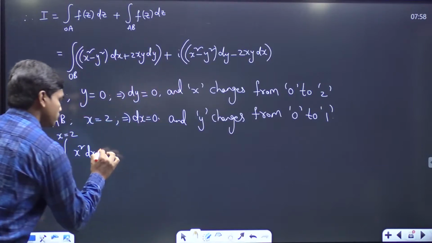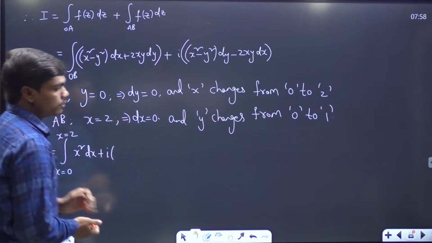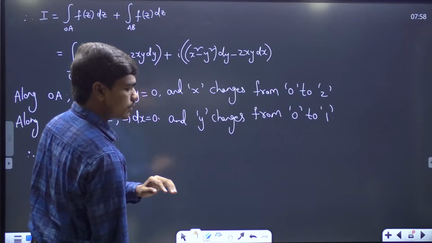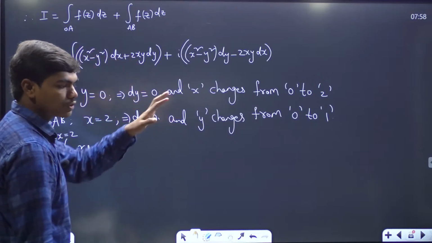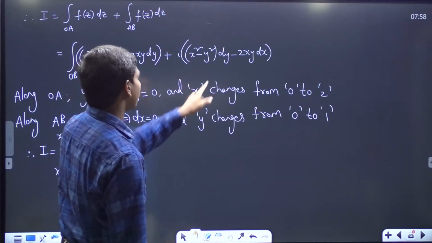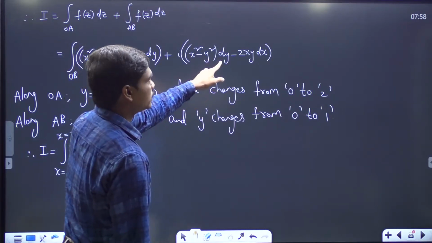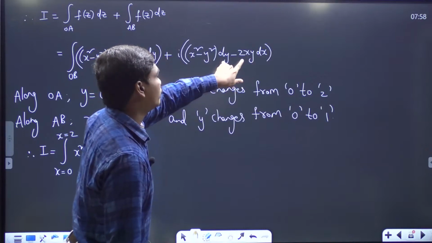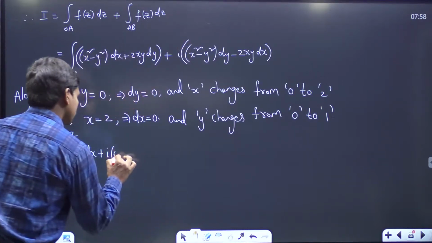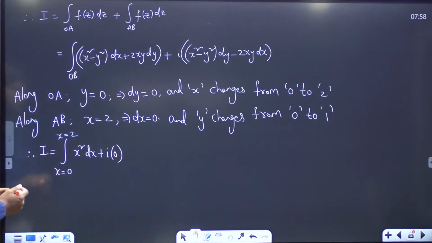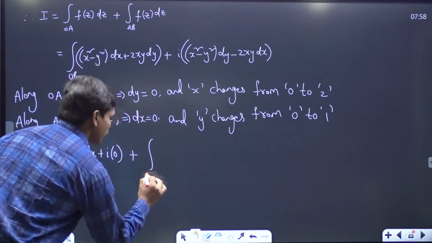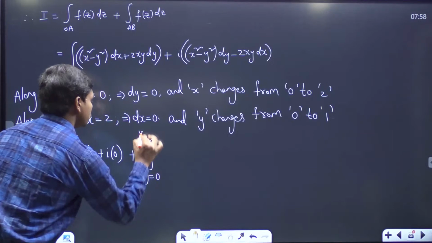Plus i into, now we can do this by substituting x is equal to 2. You can directly use complex integration as well, but I want to show a little geometry here, so I'm dealing with all these things. So plus i into, if you take y is equal to 0 here, this dy term is 0 and this term is also 0, because we have dy here and y is equal to 0 here. So this term completely goes to 0. So this value is along path OA. Plus now along path AB. Now y is changing from 0 to 1.